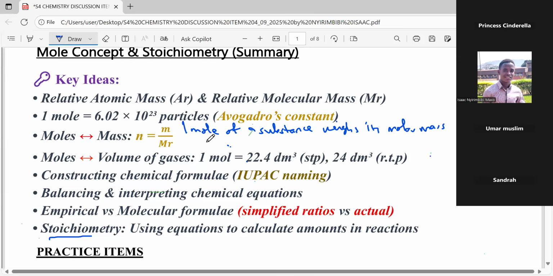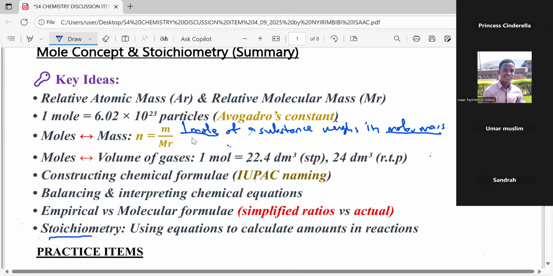Which means if you want to know the number of moles in a given substance, we can use this statement that I've put here: 1 mole of a given substance weighs its molar mass. We can use this statement to do a lot of things, to convert from moles to mass, and also to convert mass to moles.